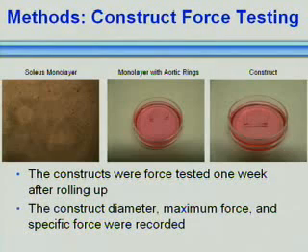The constructs were later force tested. They start out as a soleus monolayer, and then aortic rings are anchored onto the monolayer. Finally, the monolayer rolls up into a 3-dimensional construct. One week after rolling up, the constructs were force tested. The diameter, maximum force, and specific force were also recorded at that time.